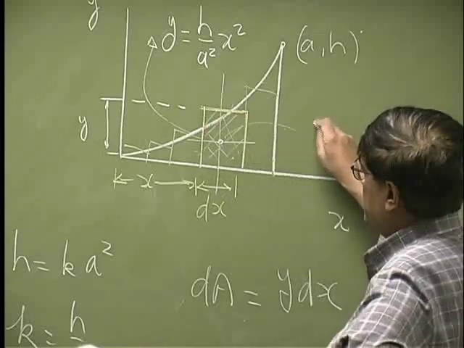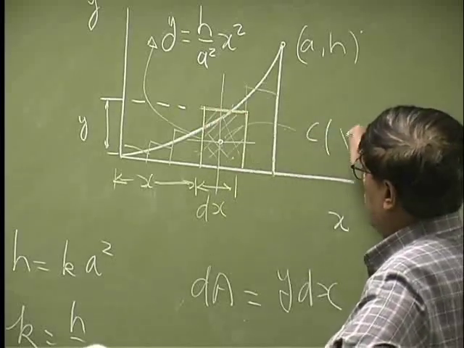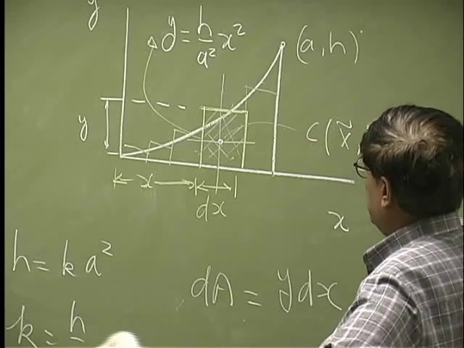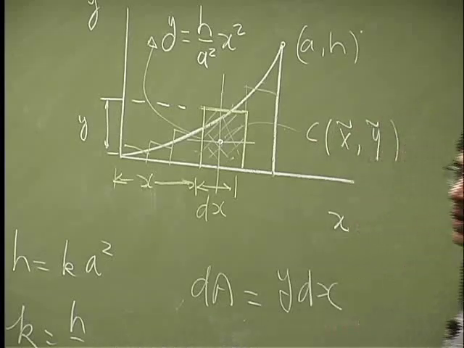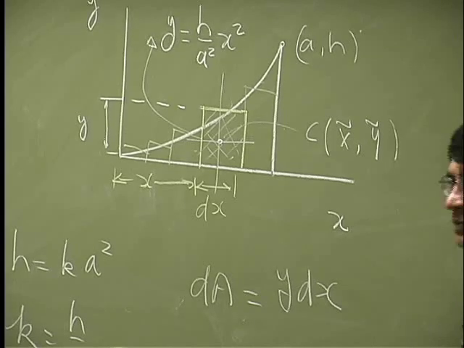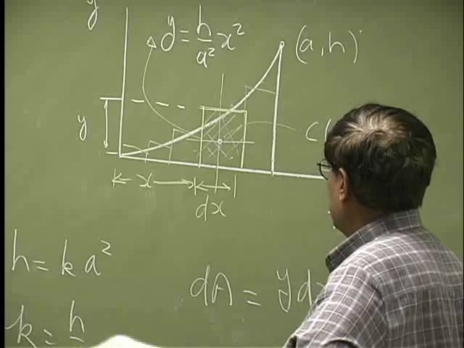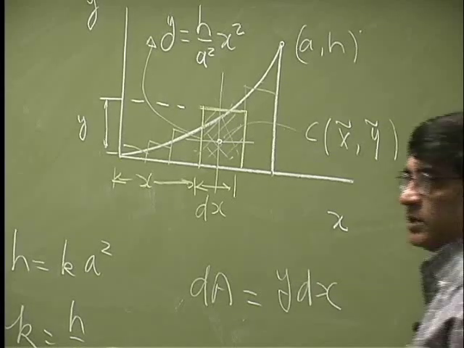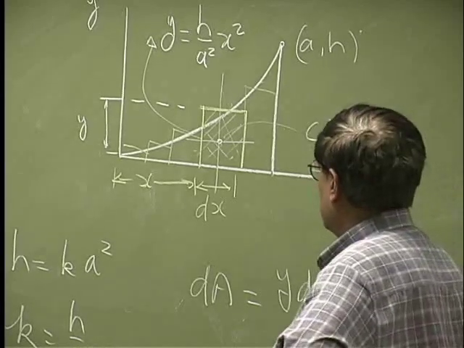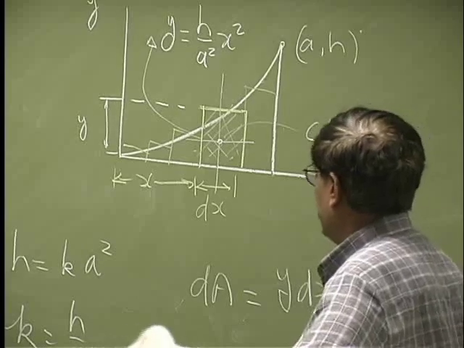So if that's the C, then its coordinate is going to be x tilde and y tilde. So it's the rectangle for which, if you locate the centroids, those are going to be the x tilde and y tilde.